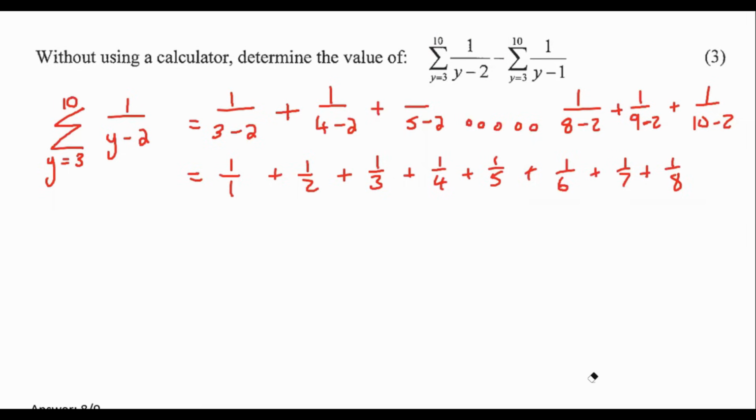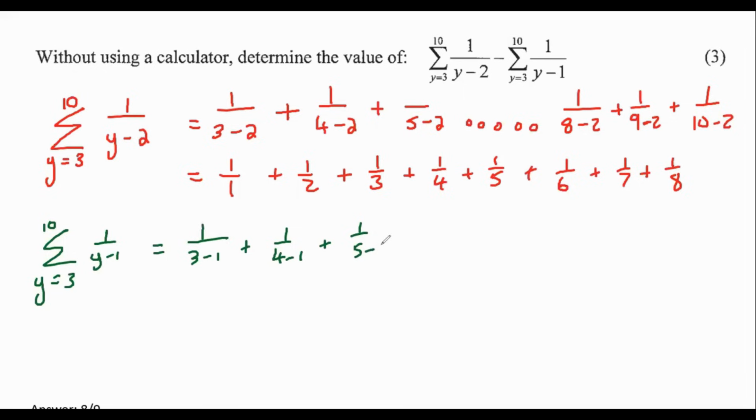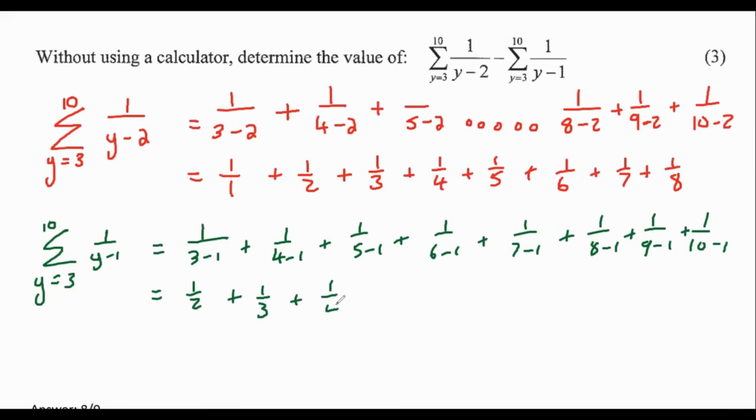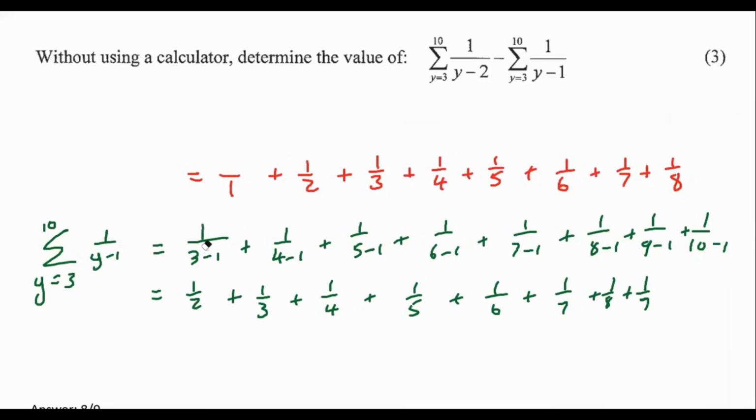Now I'm going to do this part over here. So you just start with the 3, so it's 1 over 3 minus 1, plus 1 over 4 minus 1, 1 over 5 minus 1, 1 over 6 minus 1. And then I'm just going to simplify 1 over 2, 1 over 3, 1 over 4, 1 over 5, 6, 7, 8, and 9. Okay, now what they want us to do is they want us to take the top expression, which is the one in red, and they want us to subtract the green expression.